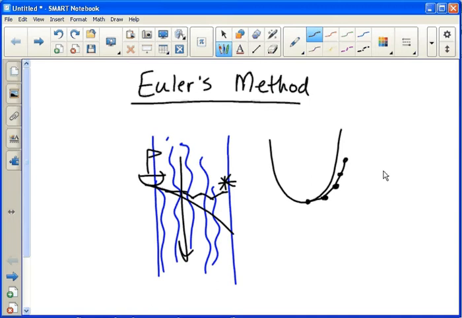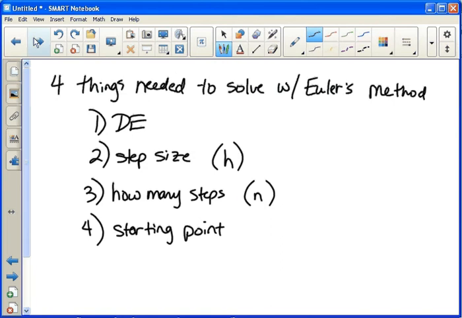Okay, there are four things needed to solve with Euler's method. You need the differential equation, which is just going to be equivalent to your derivative, because we're using the derivative to estimate the original. We need the step size. That's just how far we go before we do a course correction. So that's how far we draw our first tangent line and our second tangent line and so on. And that's often represented by the letter h. And then we need to know how many steps to take. And then finally we need to know where we're starting, our starting point.